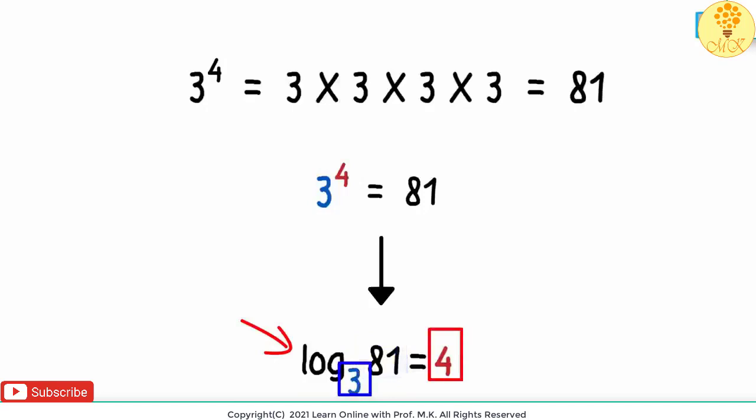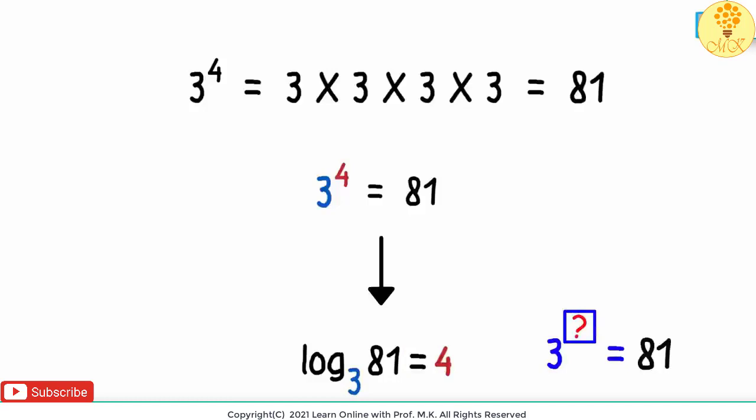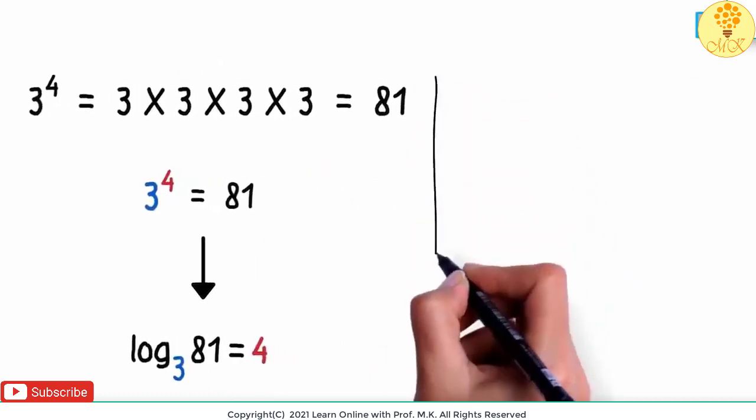3 raised to 4. The power to which the base of the log needs to be raised to get the argument will be the answer. The power to which 3 needs to be raised to get 81 will be the answer. It's 4. Wasn't that simple? Let's look at an interesting problem.